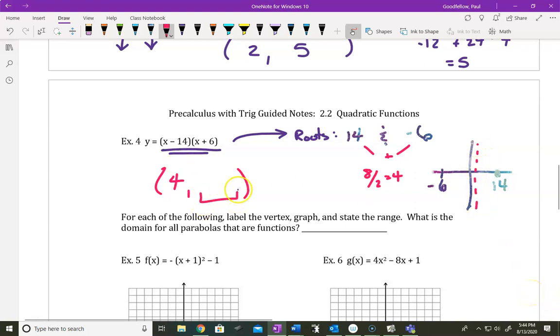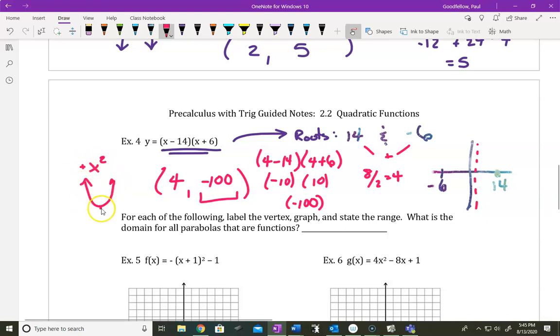Now, how are we going to get this value? It's plug and play, just like we've done in the past for standard form, and we'd get 4 minus 14 times 4 plus 6, which is going to be negative 10 times 10, and the answer is going to be negative 100. And there you go. There's your vertex. Now, will it be a max or a min? Well, if you foiled these two together, you'd get an x squared, which was positive, and ultimately you'd get a parabola that goes up, and the vertex would be a minimum.